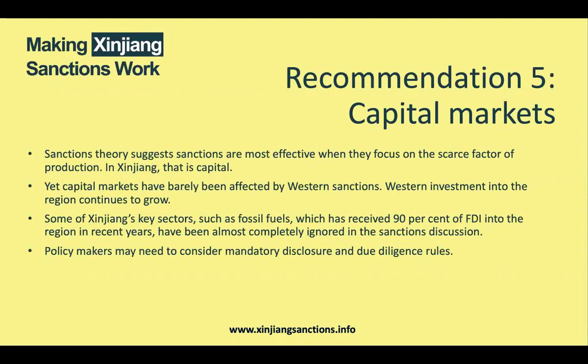Major institutional investors such as Vanguard, State Street, BlackRock, UBS, and JP Morgan Chase hold investments in firms that have been reported to have connections to Xinjiang forced labor. 90% of FDI into Xinjiang in recent years has gone to the mining sector, and that's largely untouched by Xinjiang sanctions at this point. If Western capitals are serious about using sanctions to prevent forced labor, they need to consider expanding sanctions to investment in sectors in Xinjiang that are highly dependent on capital investment, such as fossil fuels, chemicals, and energy. We lay out some ideas on this, including mandatory disclosure and due diligence rules.